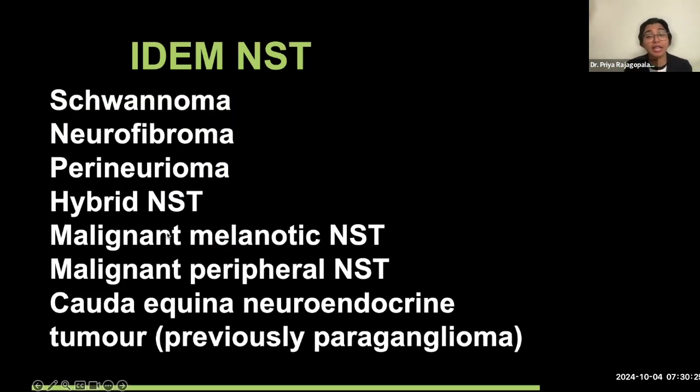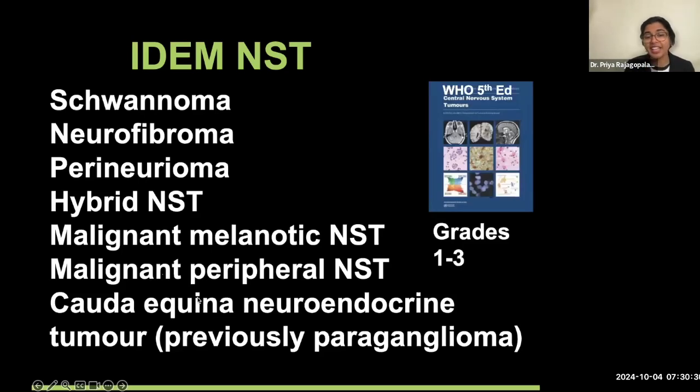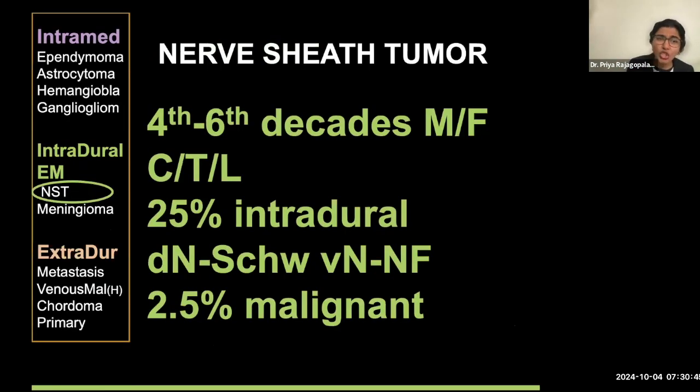You can have malignant melanotic nerve sheath tumors, malignant peripheral nerve sheath tumors, and cauda equina neuroendocrine tumors. Now, all of these are the paraspinal tumors. According to the latest classification, they fall between grades 1 through 3, depending on the cellularity of that tumor. So nerve sheath tumors, these are the most common ones that you will encounter, right? And usually they can be seen in the cervical, thoracic, or lumbar spine.